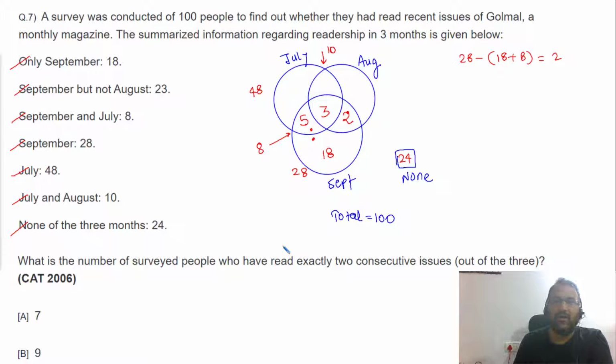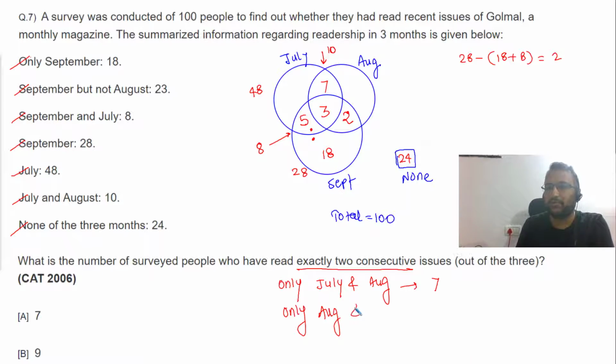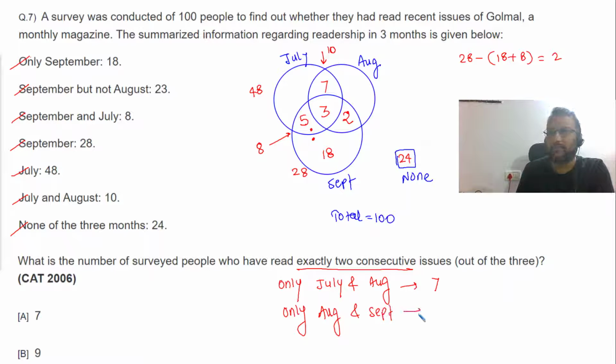So now what we need to find over here, what is the number of surveyed people who have read exactly 2 consecutive issues? Exactly 2 consecutive means only July and August. Only July and August is how much? 10 minus 3, 7. After that only August and September, that is going to be how much? 2. So the answer of this question is 7 plus 2, that is equal to 9, which is option B over here.